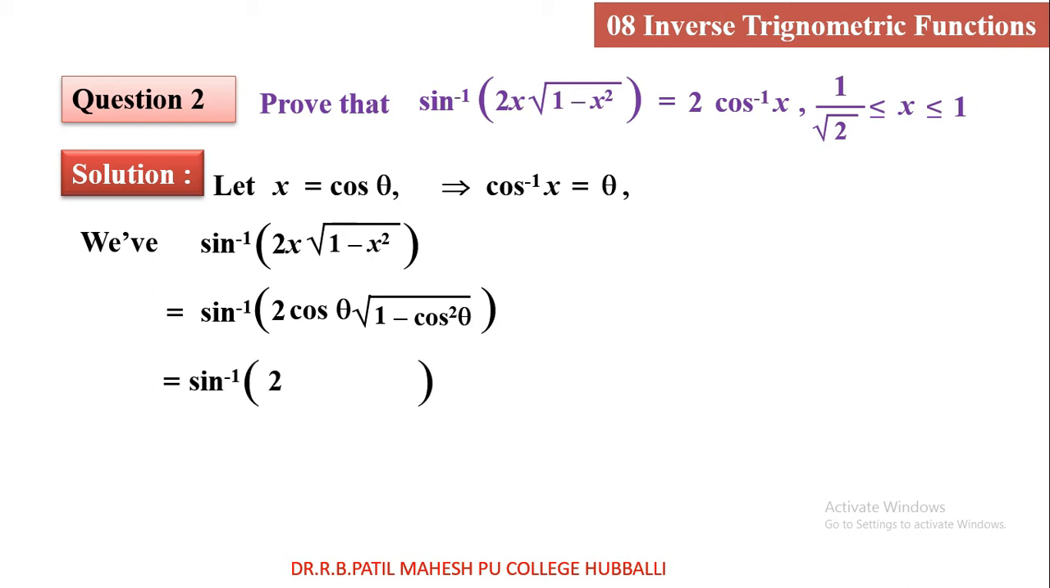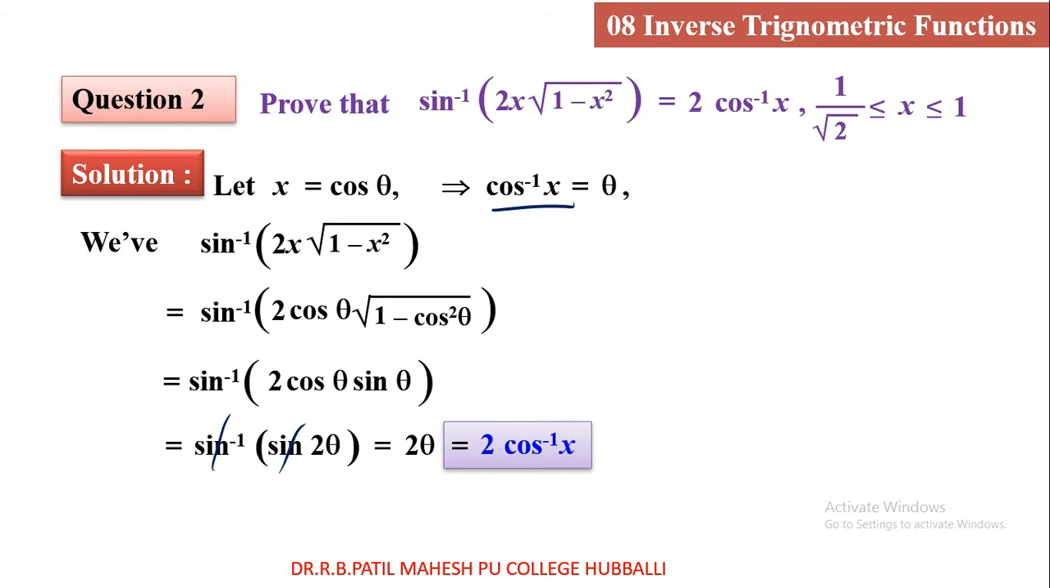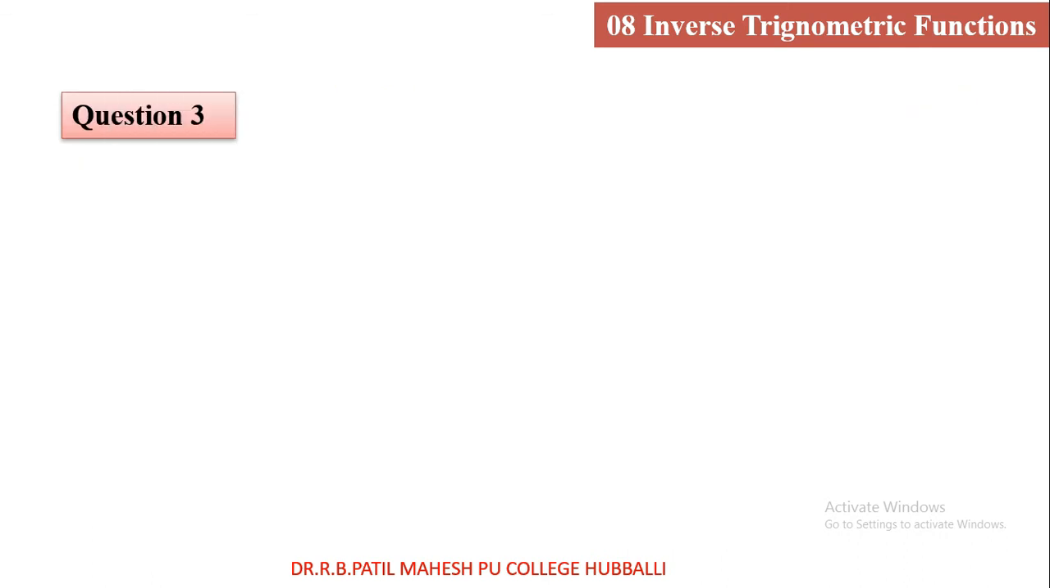Root of 1 minus cos square theta is sin theta. So again we got 2 sin theta cos theta. What is the 2 sin theta cos theta formula? Sin 2 theta, that we are going to replace now. So sin inverse of sin 2 theta, here also sin inverse and sin get removed, only 2 theta remains and theta value is cos inverse x. So that is 2 cos inverse x, hence we proved the LHS is equal to RHS. These are very important properties, 1 and 2. Please remember question number 1 and question number 2 for 2 mark questions. Like this we have some more.